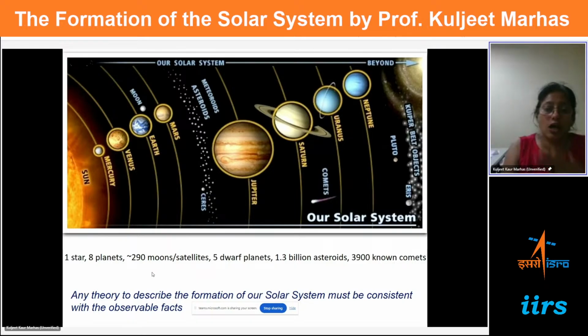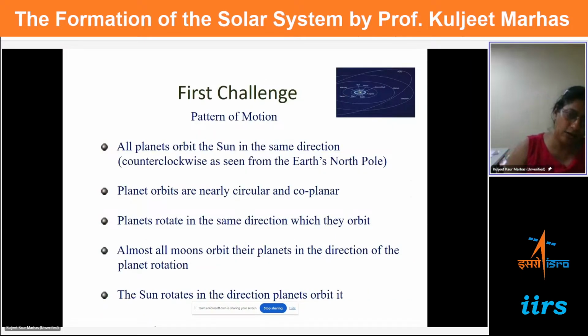Any theory to describe the formation of our solar system must be consistent with the observable facts. So we need to know all the observational facts first, and then we'll come to the laboratory analysis facts. I'll try to model the formation of the solar system with you and see which one suits better. So the first challenge is the pattern of motion.